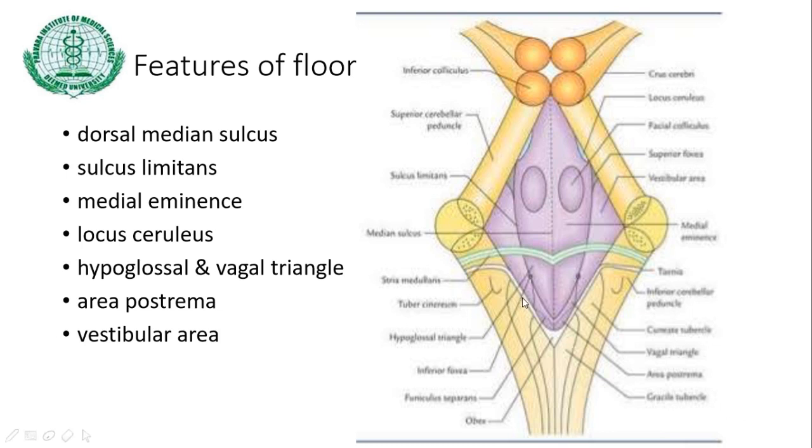Each inferolateral margin of the ventricle is marked by a narrow white ridge known as the taenia. So you can see here that each inferolateral margin of the ventricle is marked by a narrow white ridge that is known as the taenia. The right and the left taenia meet at the inferior angle that is known as the obex. So it denotes the inferior angle of the ventricle.